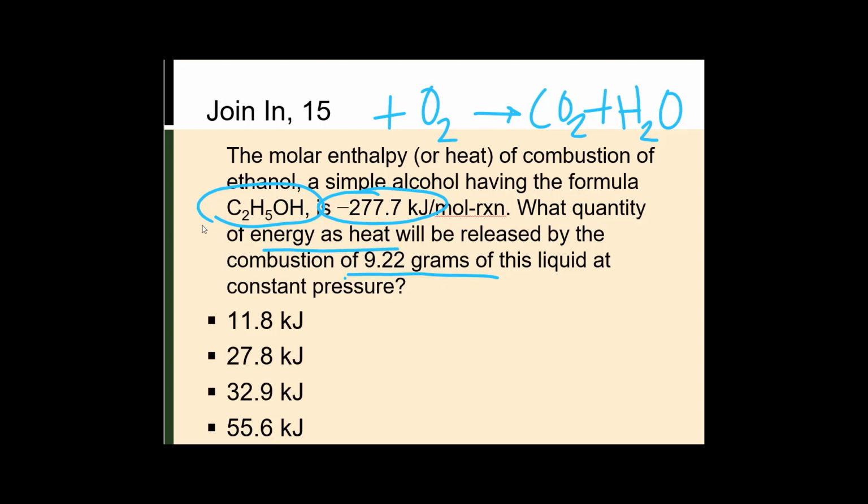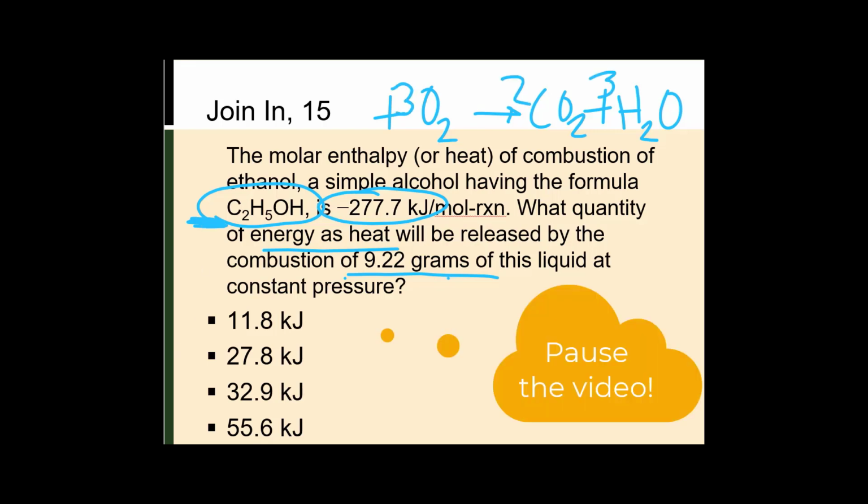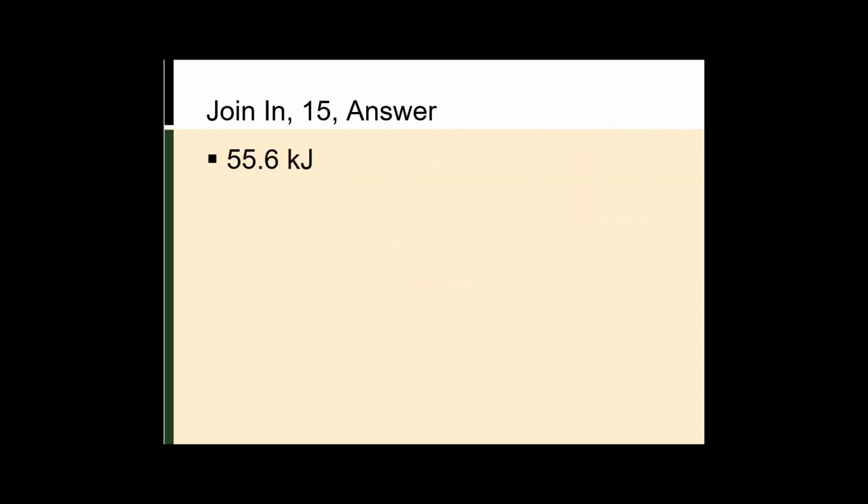So I need to go grams of ethanol to moles of ethanol, and I need to know what that balanced equation is between ethanol and my delta H. Can you do that? Hopefully you found that this was actually a 1 to 3 to 2 to 3 ratio. So we need to go grams to moles. We had to find the molar mass, and then 1 mole of ethanol for this much energy. And hopefully you got 55.6 kilojoules.